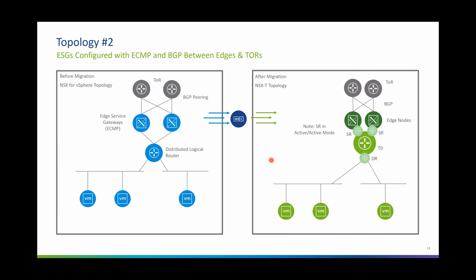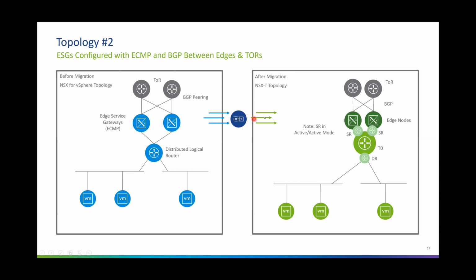And then we have topology number 2, and you'll see that this is very similar to the last one. The main difference that we're looking at here from the V side is that we're utilizing our edge services gateways in ECMP mode. So if we want higher availability, more bandwidth, if you remember from V, we could have up to that 8-way ECMP. Maybe we're utilizing multiple edges. So in this case, again, we have our DLR, we have our edges, and then BGP north-south.